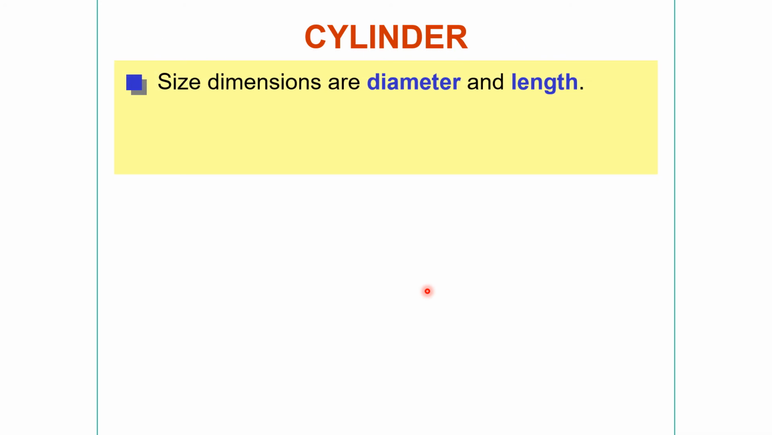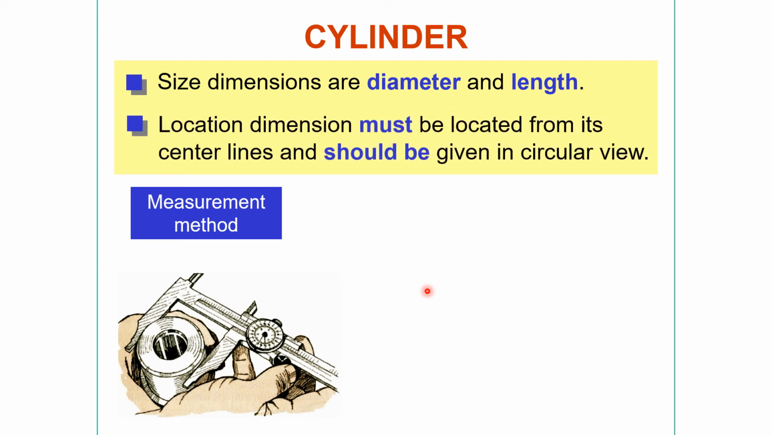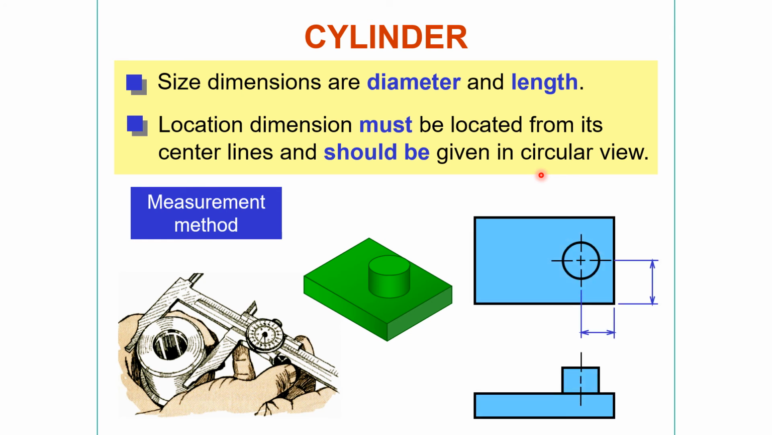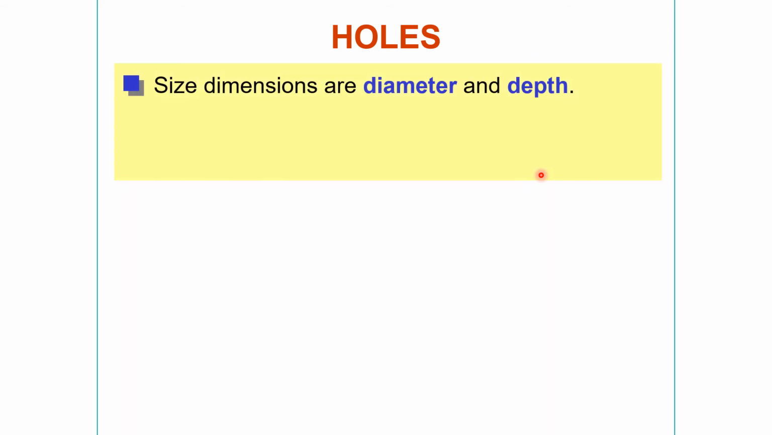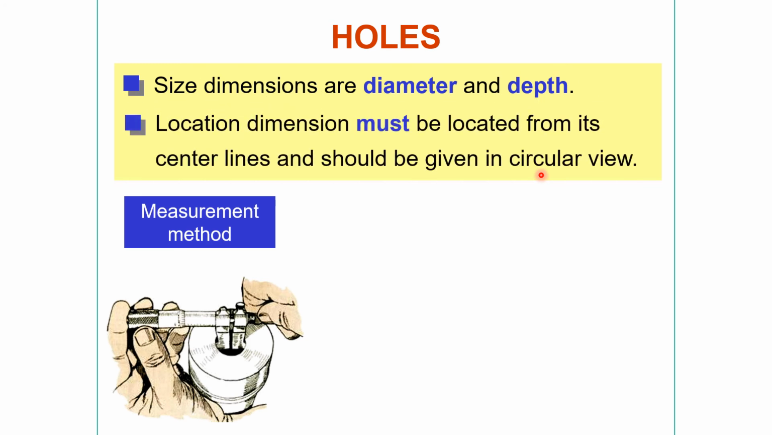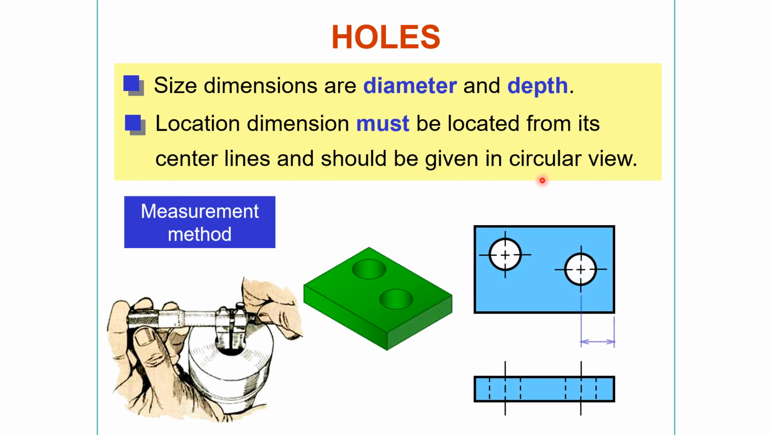Cylinder. Size dimensions are diameter and length. Location dimension must be located from its center line and should be given in a circular view. Here. Now holes. Size dimensions are diameter and depth. That is too simple, so that's why I am moving quickly. Location dimensions must be located from the center line and given in a circular view. Here, holes like this one, again this one, this one.